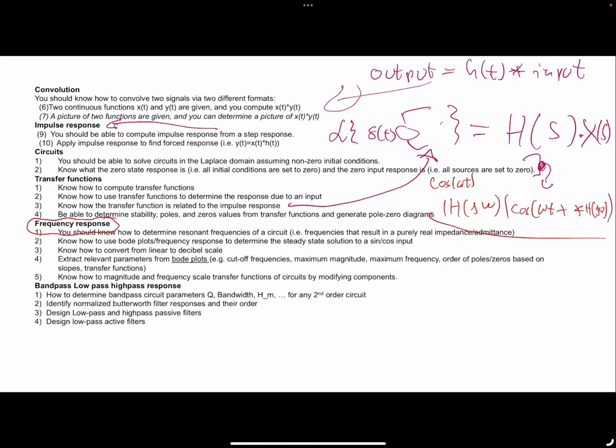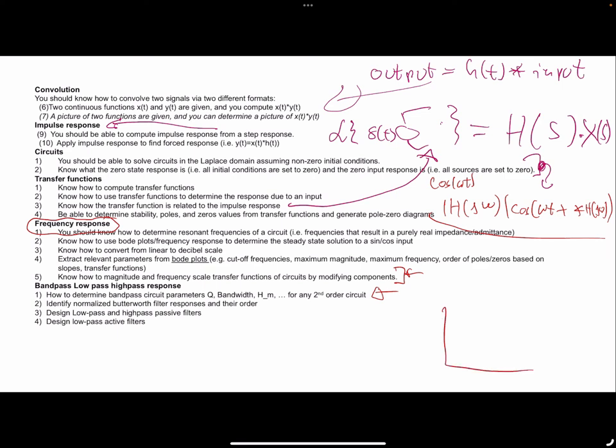What else? Finally, you should know how to magnitude and frequency scale circuits. We went over that yesterday. And then we started talking a little bit about filters. For the second order filters, you just need to know all these parameters: the quality factor, the bandwidth, omega low, omega high, H M, and then how to extract them from a plot.